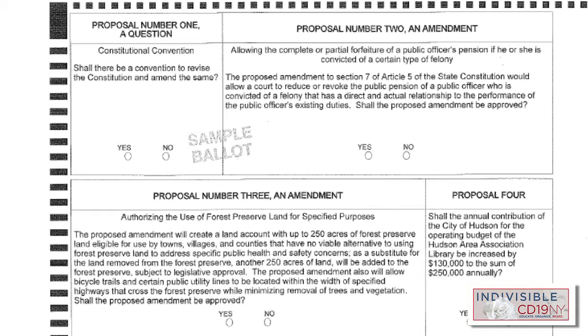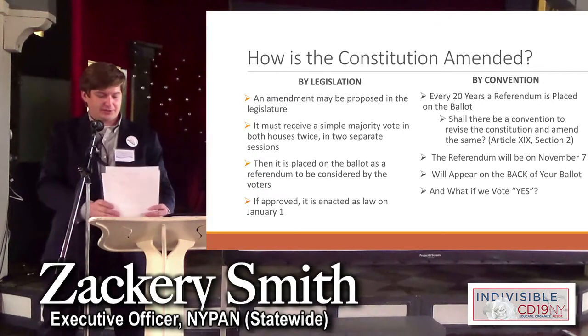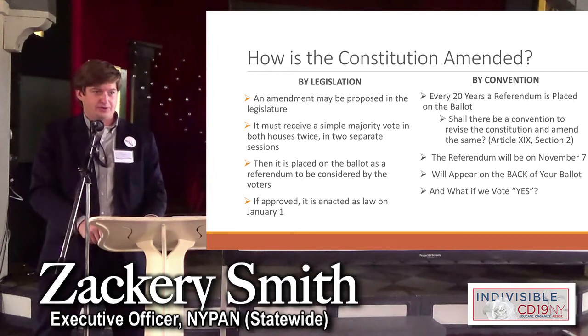And then the 4th one is a local proposal, which I won't talk about at all, because I'm actually from Albany. I don't know about the Hudson Library and what it's about. So next slide, please. Okay, so there are 2 general ways that you can revise the Constitution.